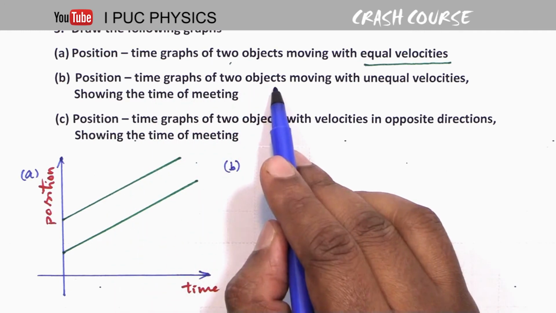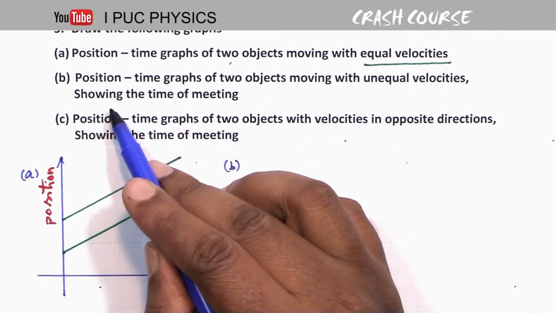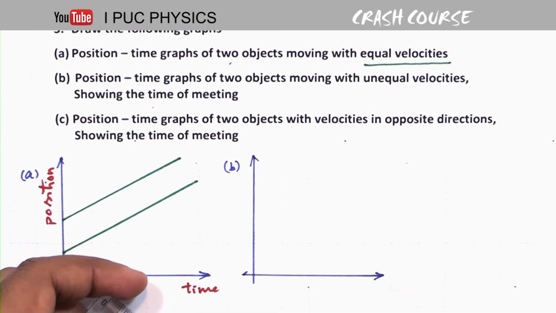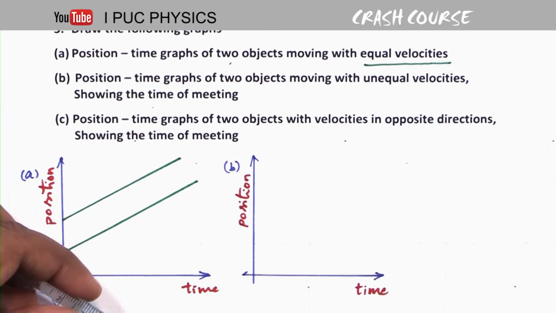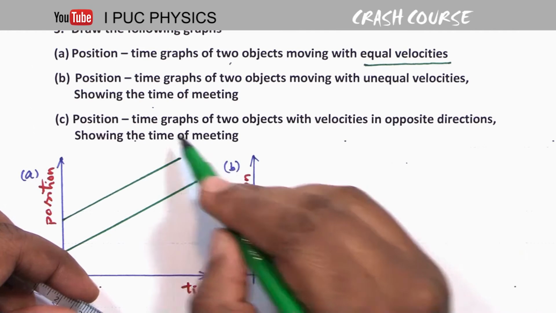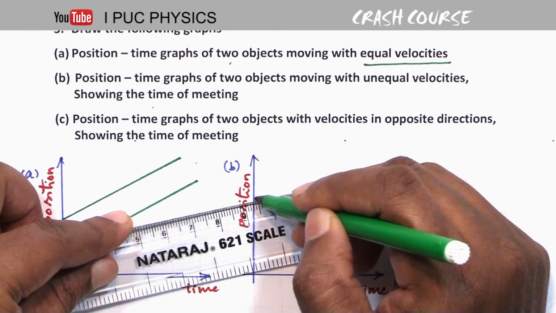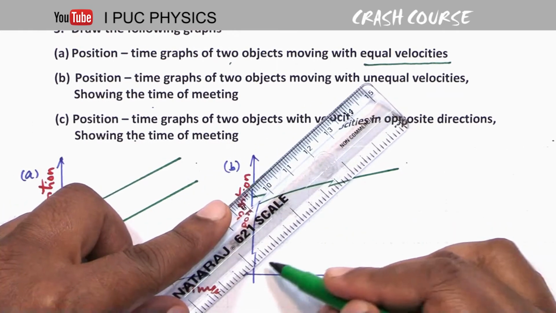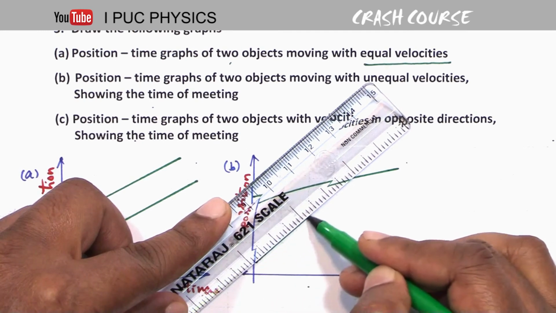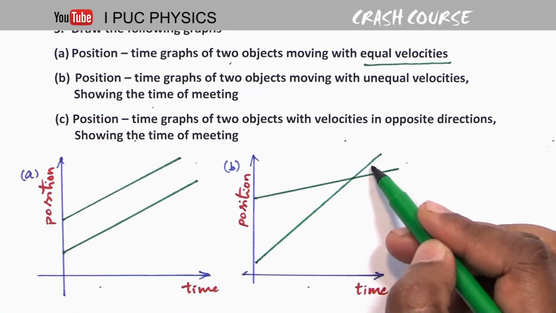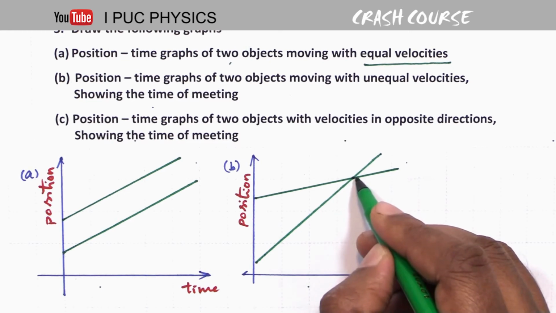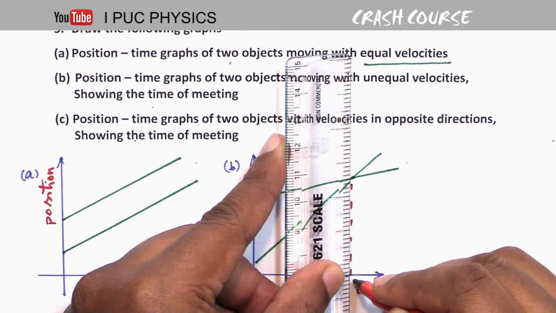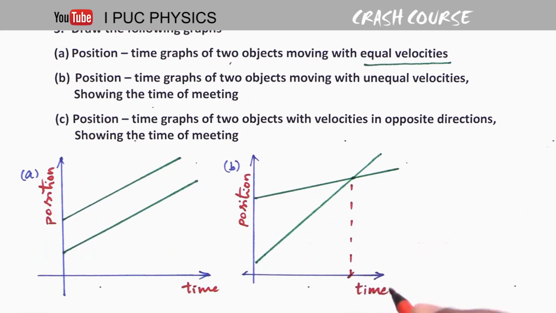Position time graphs of two objects moving with unequal velocities, showing the time of meeting. Let this be the velocity of one object. Observe positive slope. This is the velocity of another object. Slope is more, means velocity is more. And here the two objects will meet. So this is the time of meet.